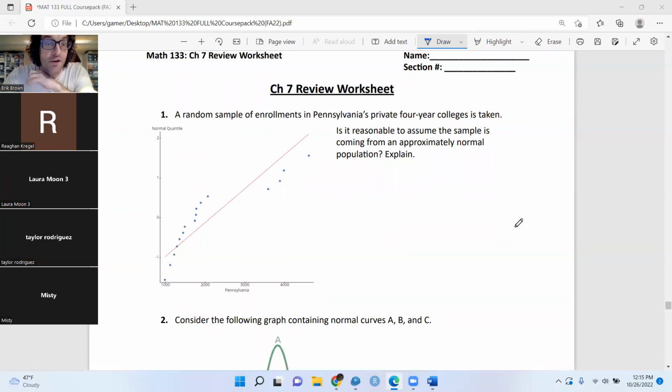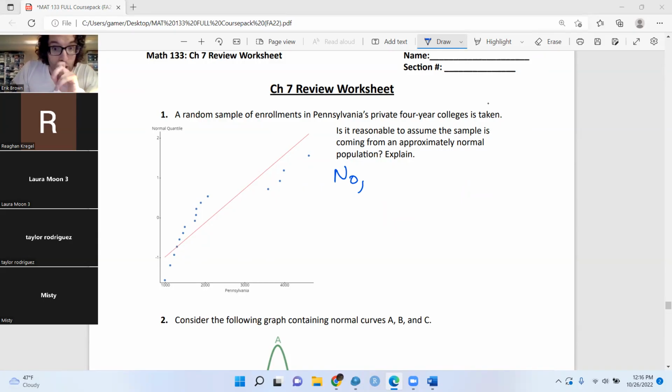As in, what did you say for number 1? I said no, because it's not a straight line. I said no, the normal probability plot is not approximately linear. Nailed it. So I want to hear that, Laura, you're right, but I want to hear that you recognize what kind of graph this is.